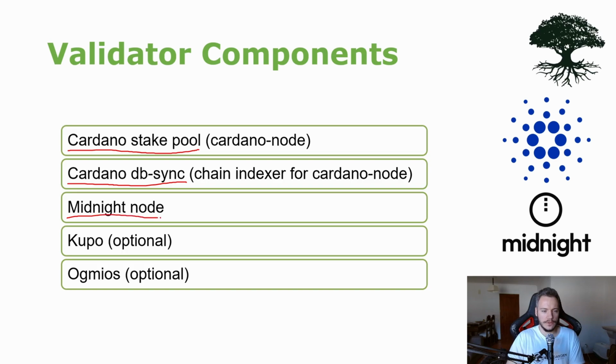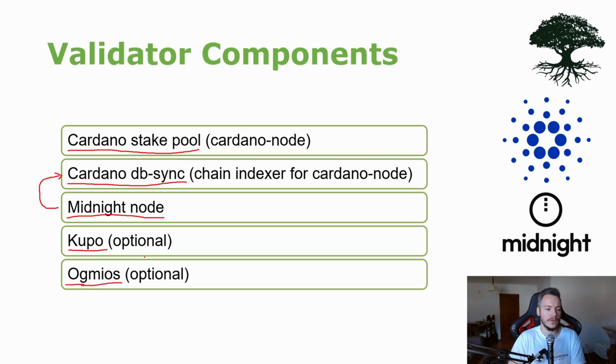We do have the Midnight node, which is the node that's running the Midnight chain, syncing and creating blocks on the Midnight chain. This node will connect to the Cardano DB Sync database to query the stake distribution I mentioned before to inform the block selection. Now I have Kupo and Ogmios here as optional.